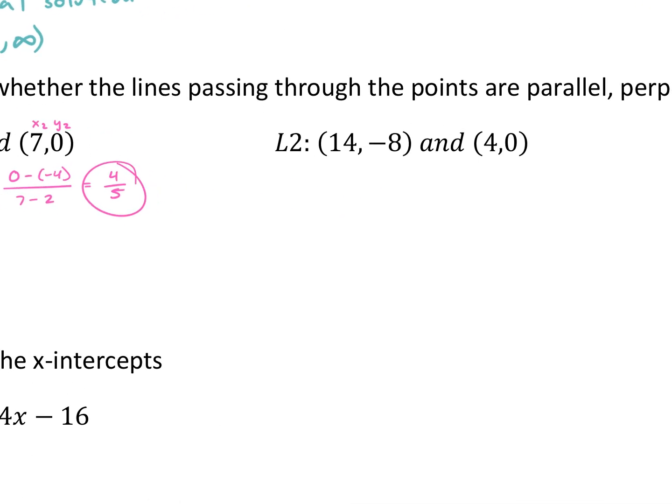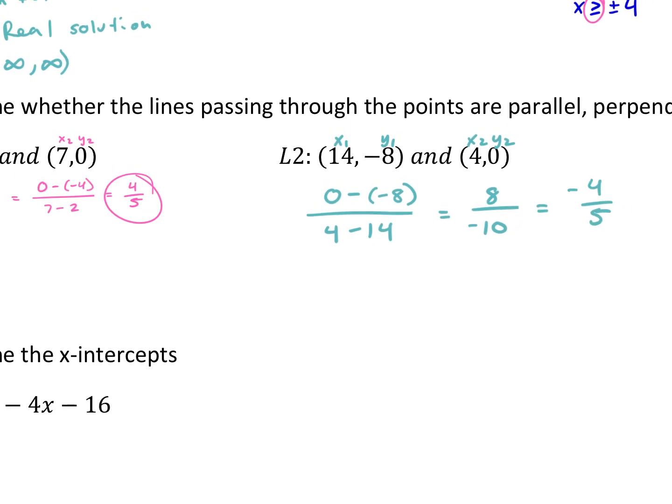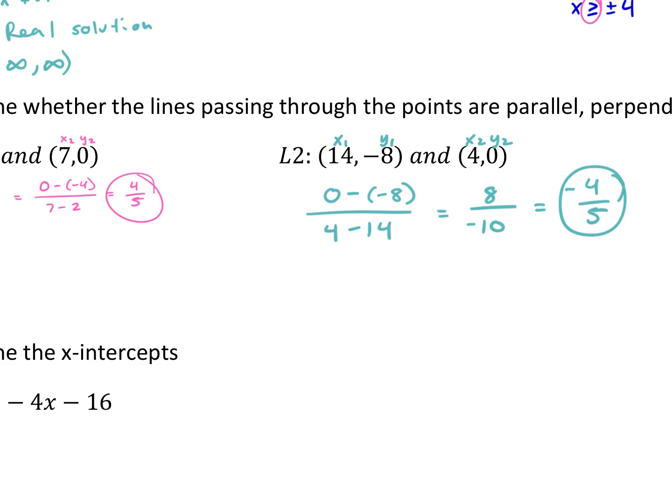Let's find our slope for line 2. x1, y1, x2, y2. Y2 minus y1 would be 0 minus negative 8 over x2 minus x1, 4 minus 14. So we get 8 over negative 10, which would simplify to negative 4 over 5. Are these lines parallel, perpendicular, or neither? It would be neither.